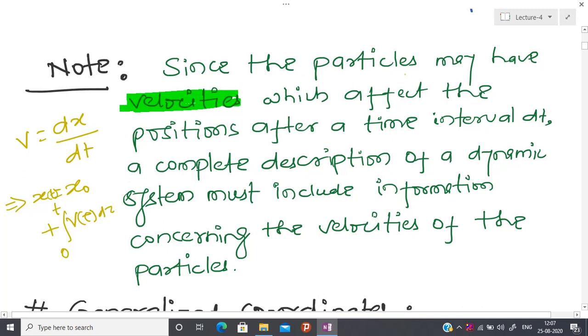Since the particle may have velocity which affects the position after a time interval, you can see that the finite time interval between 0 and t is finite.